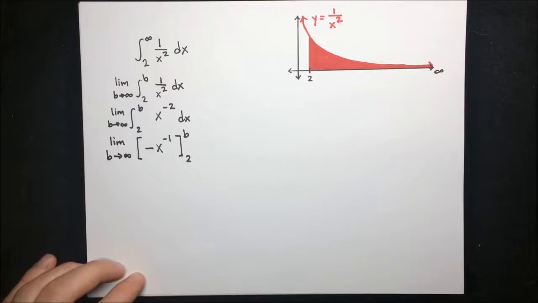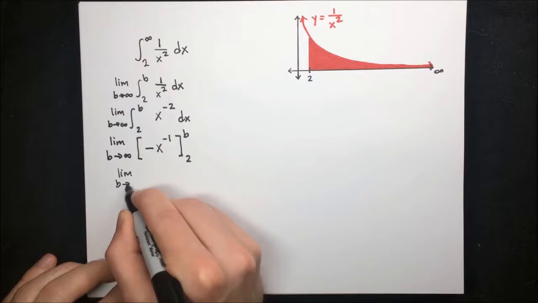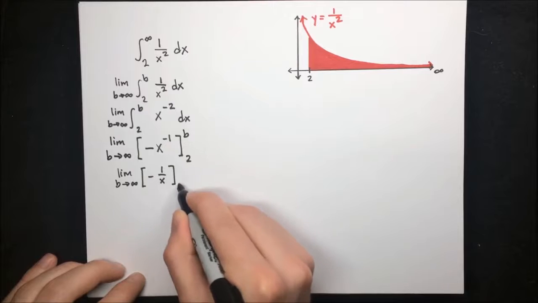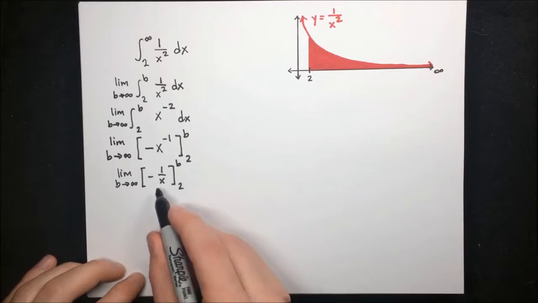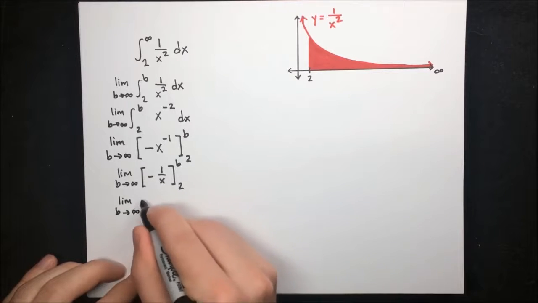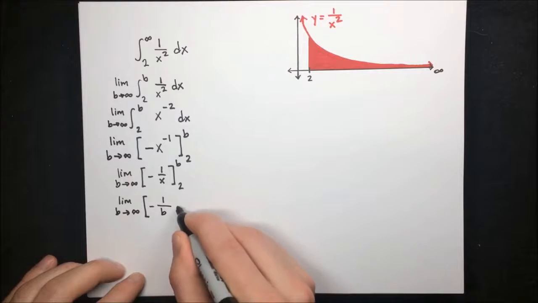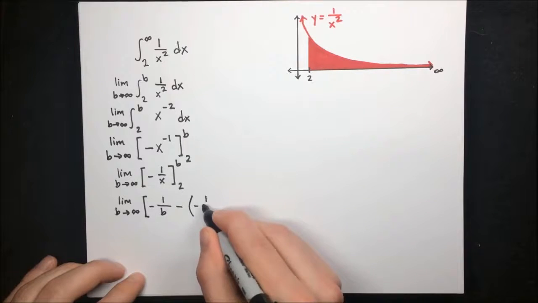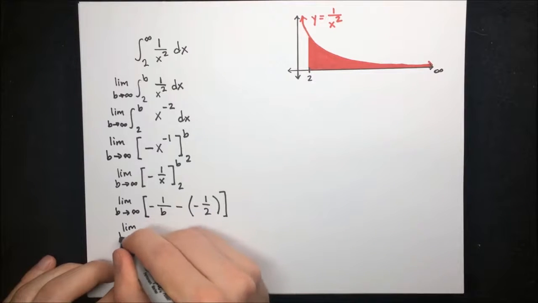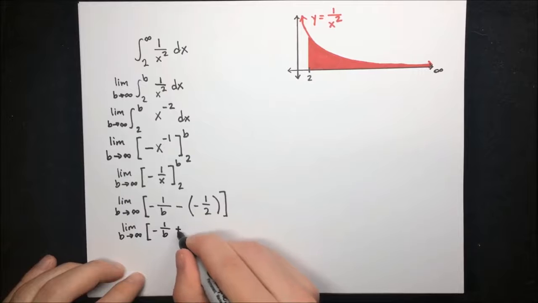Just to make the notation a bit friendlier, let's convert this x to the negative 1 back into a 1 over x. So it'll be the limit as b approaches infinity of negative 1 over x from 2 to b. And then we'll go ahead and plug in the bounds, take the difference. So it'll be the limit as b approaches infinity of, plugging in the top bound b, negative 1 over b, then minus, plug in the bottom bound, negative 1 over 2. And we'll simplify, that's just the limit as b approaches infinity of negative 1 over b plus 1/2.